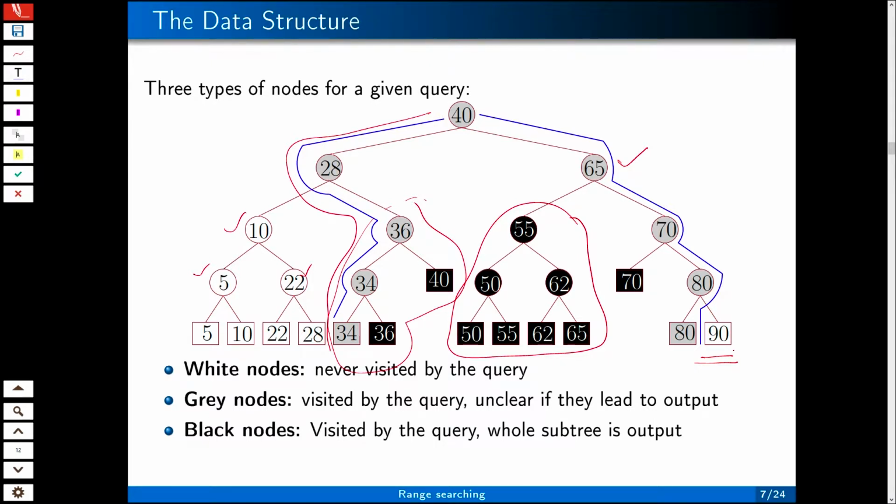So, I am making them grey, and the vertices which I completely report, the subtree beneath them I completely report, I am making them black. Why am I doing this coloring? It will be clear in a moment.